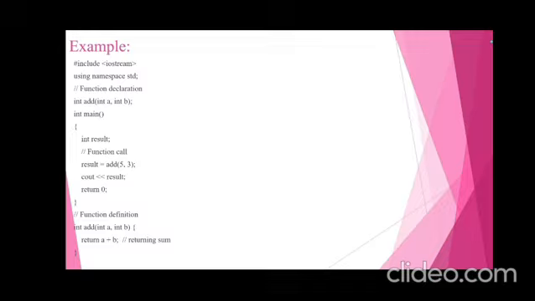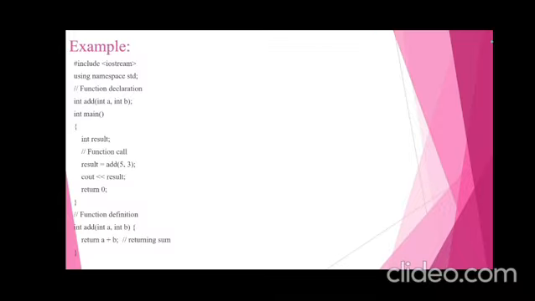So now consider this example. In this program, #include <iostream> is used to include the input output library, and using namespace std allows us to use standard functions like cout. The line int add(int a, int b) is the function declaration, or prototype, which informs the compiler about the function before it is used.